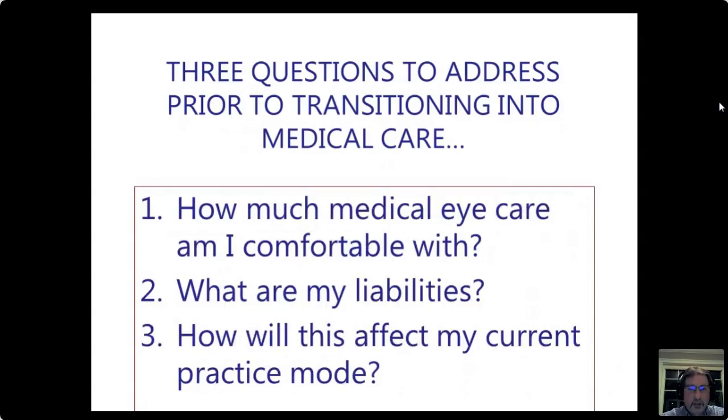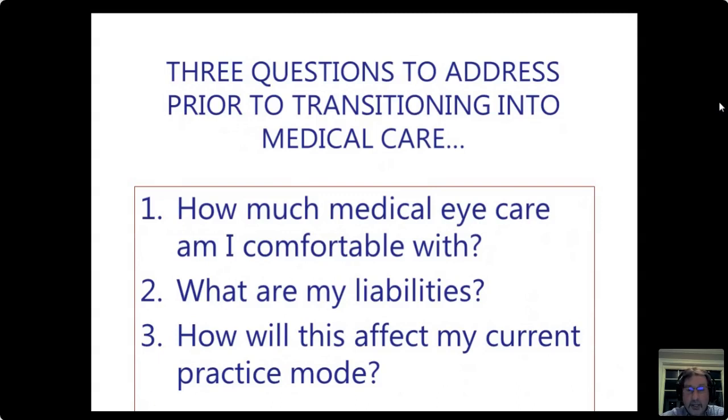One is, how much medical eye care am I comfortable with? If you're just transitioning into doing this, you don't have to do everything. You can pick the areas that you're comfortable with. I know that there's a lot of optometrists out there who specialize in certain areas of medical optometry. And there's some practices where they cover almost like a general medical eye care, and then send things out when they're not comfortable with it. And you're definitely able to do that at whatever level you're comfortable with.